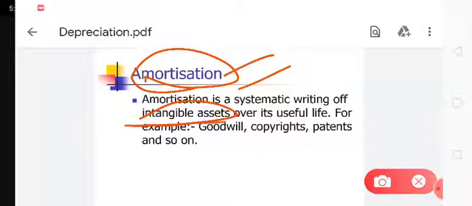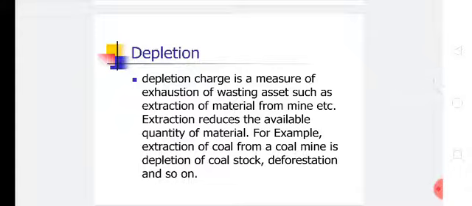Okay, only for intangible assets. Clear? Very good. After that, the third thing is depletion. Now, what is depletion? It is a charge, a measure of exhaustion of wasting assets, such as extraction of material from a mine, etc. Now, what is extraction? Extraction means reducing the available quantity of a material. For example, extraction of coal from a coal mine is depletion of coal stock, deforestation, and so on.